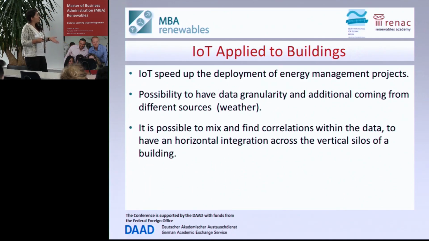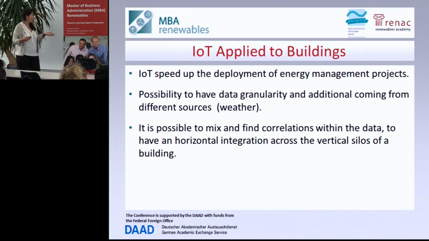So what are the benefits? IoT speeds up deployment of energy management projects. Before, they were meant to be for larger projects because it costs millions of dollars sometimes. So to have a commercial or small project, with a couple of $1,000s, it's possible to do it. And we can have energy saving.